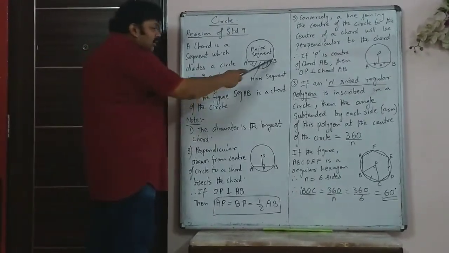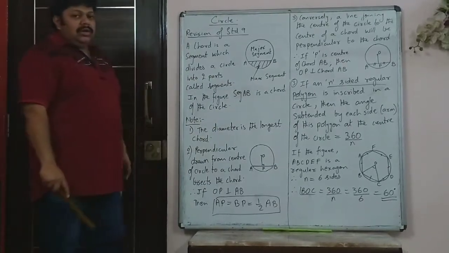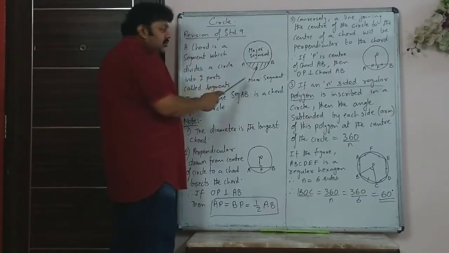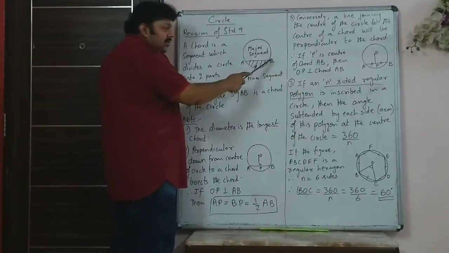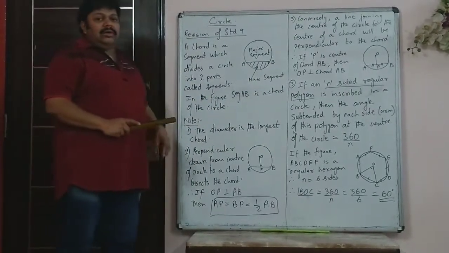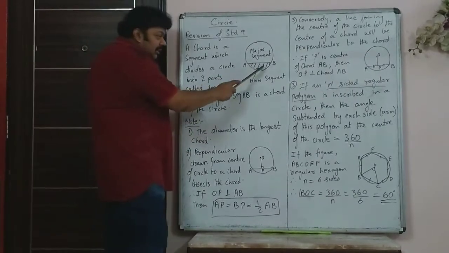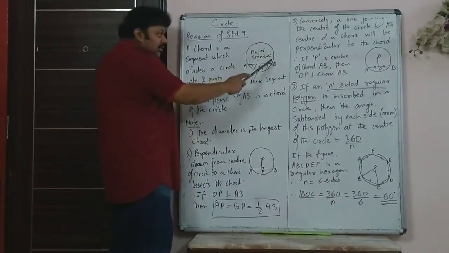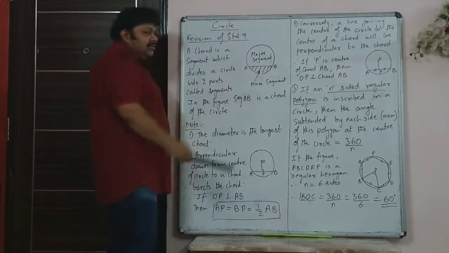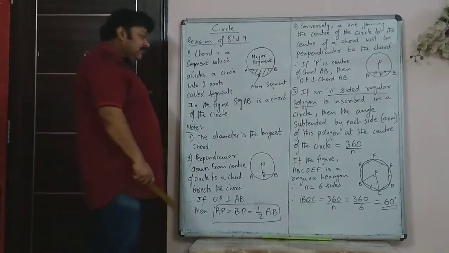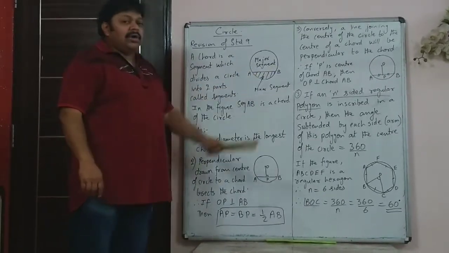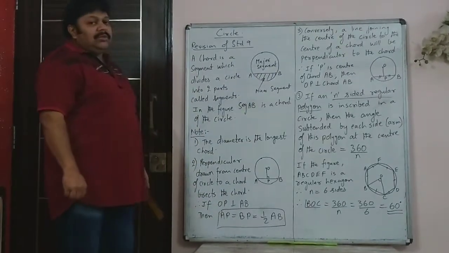So now AB is a chord of a circle. A chord is a line segment joining 2 points on the circumference of the circle. So A lies on the circumference, B lies on the circumference. So AB is the chord. A chord will divide the circle into two parts. Here the smaller part is called the minor segment and the bigger part is called the major segment. So this part is the major segment and the shaded part is the minor segment. So that is what a chord does, and the biggest chord is the diameter, the chord passing through the center, that will be the biggest chord.